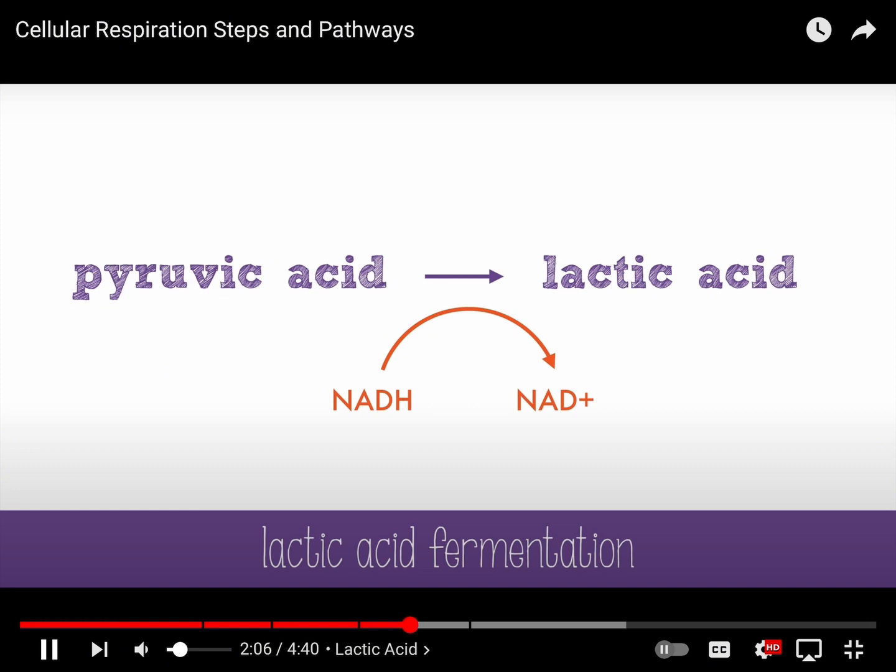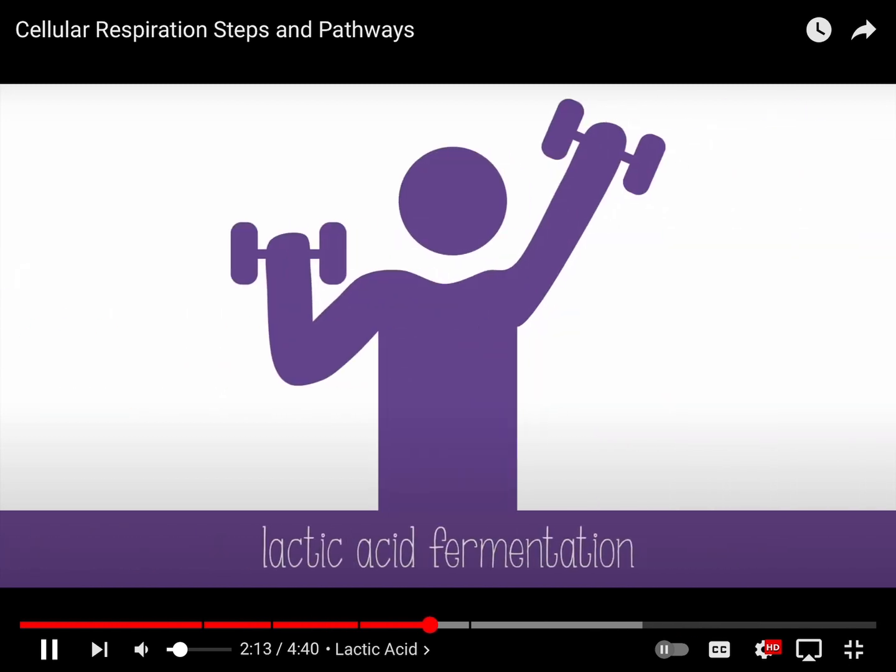Fermentation itself doesn't create any ATP, it's just keeping the glycolysis running. Our muscles use lactic acid fermentation when there's not enough oxygen to do aerobic respiration. Your muscles will feel cramped and painful, but this pain will go away as soon as you get enough oxygen back to your muscles so that you can go back into aerobic respiration.